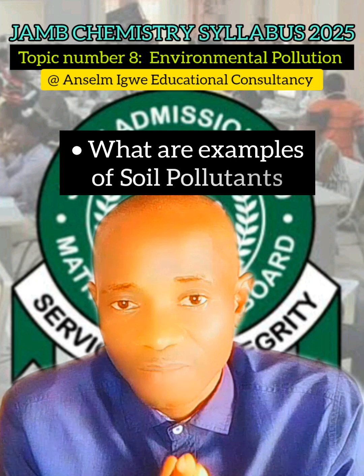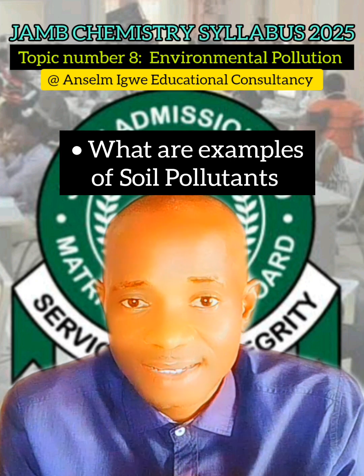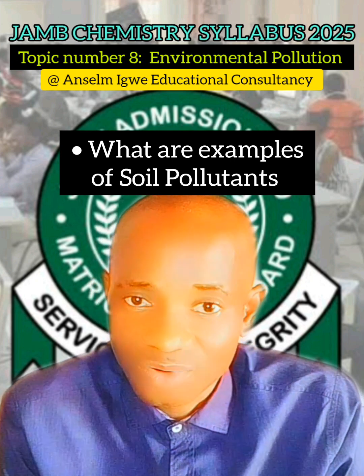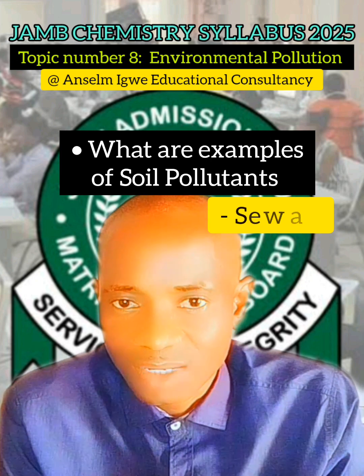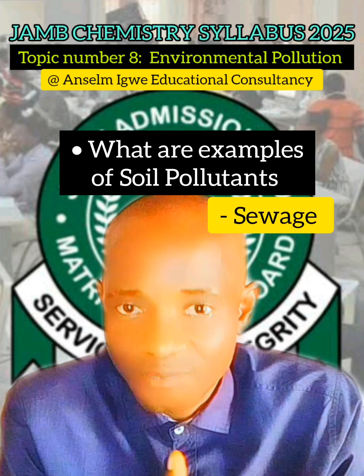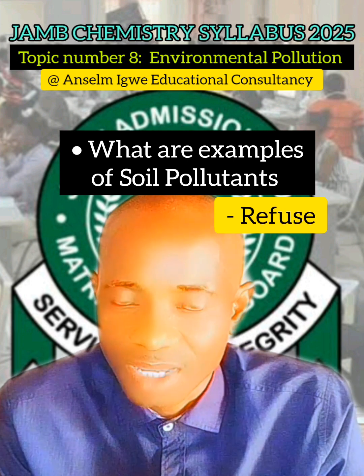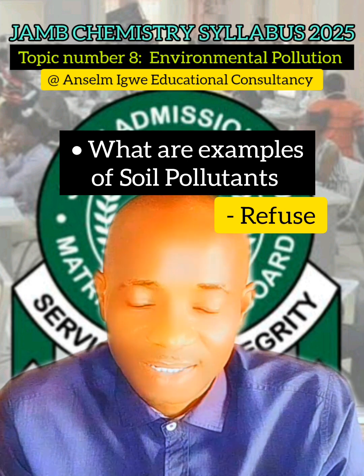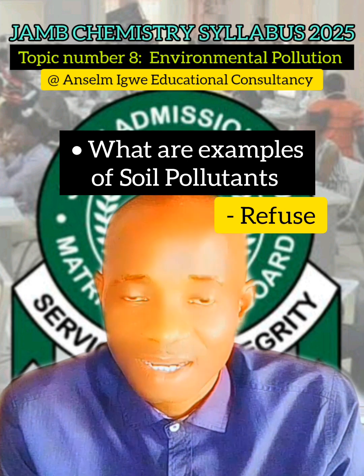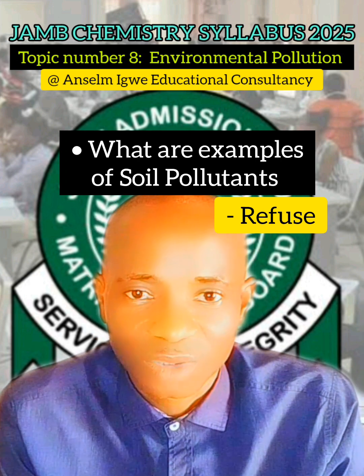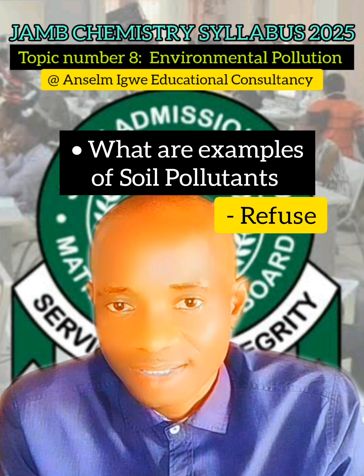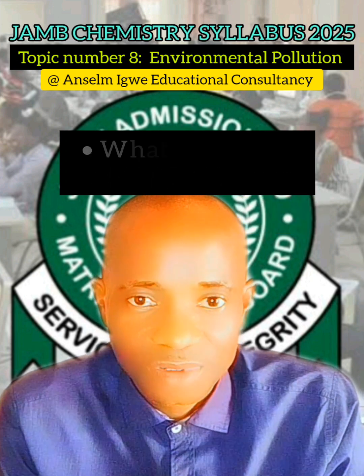Now let's get to soil pollutants. The following are materials that can pollute the soil. We also have oil spill as soil pollutant. Sewage is also a soil pollutant. We also have refuse. Refuse means solid waste. Refuse like the plastic, the metal, the foils, and other things we dump on the ground. These can go a long way to pollute the soil.